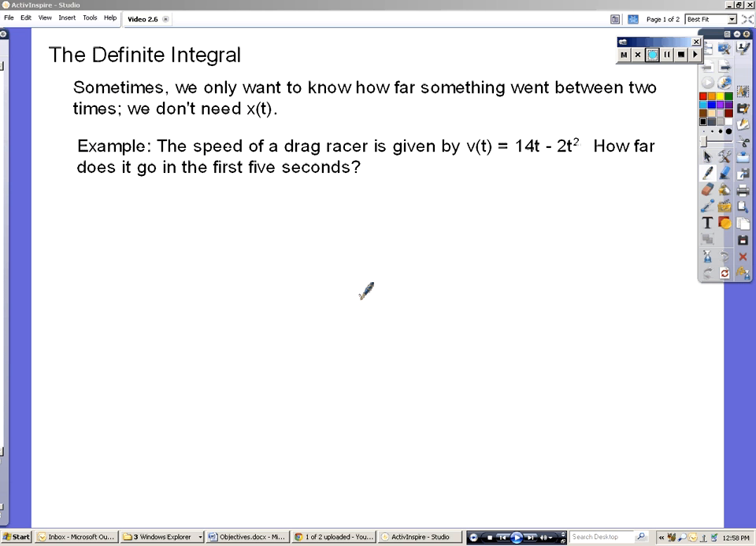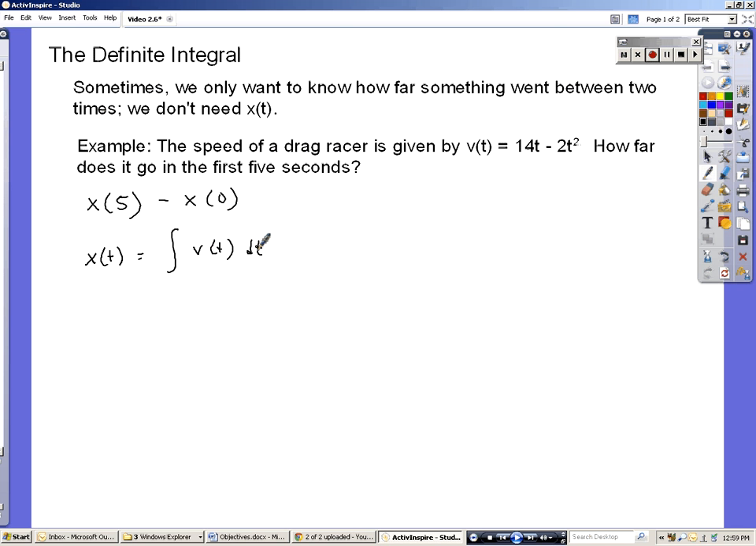Once again, v of t is not a linear function of t, so we can't use the kinematic equations. We've got to use an indefinite integral. But if we want to know how far it goes in the first 5 seconds, what we have to do is get its position at 5 seconds minus its position at 0 seconds. So what we can do is perform the integral and then evaluate it at 5 and 0 and take the difference. The way we'll represent this is x of t equals the integral of v of t.